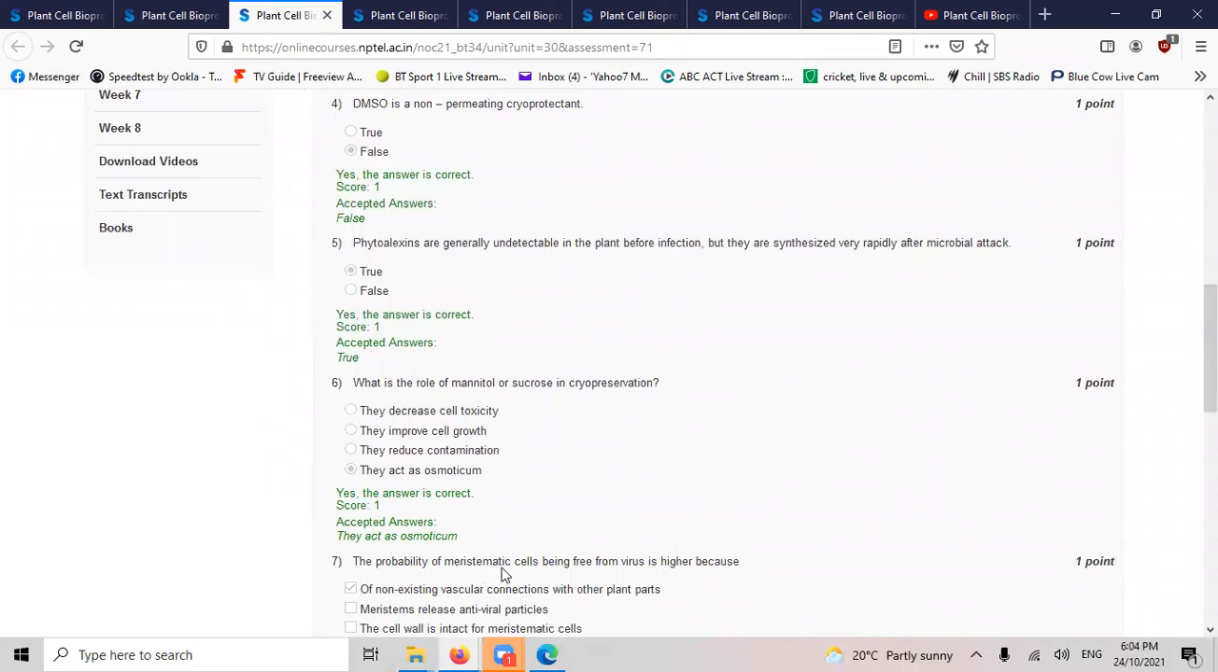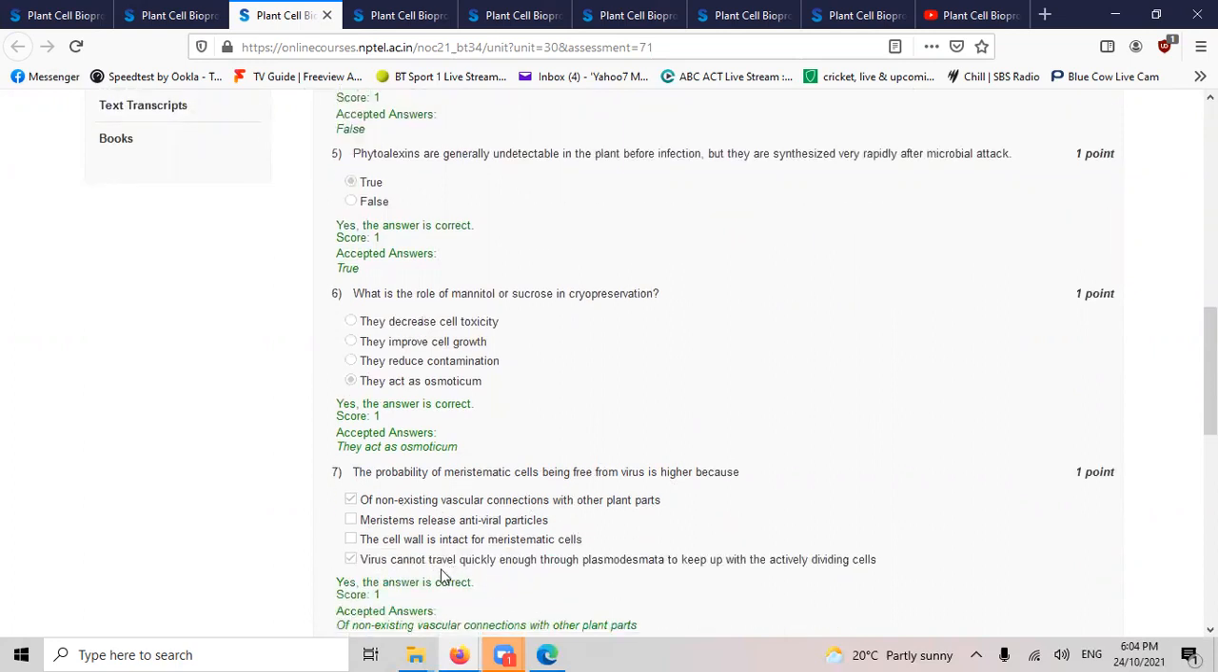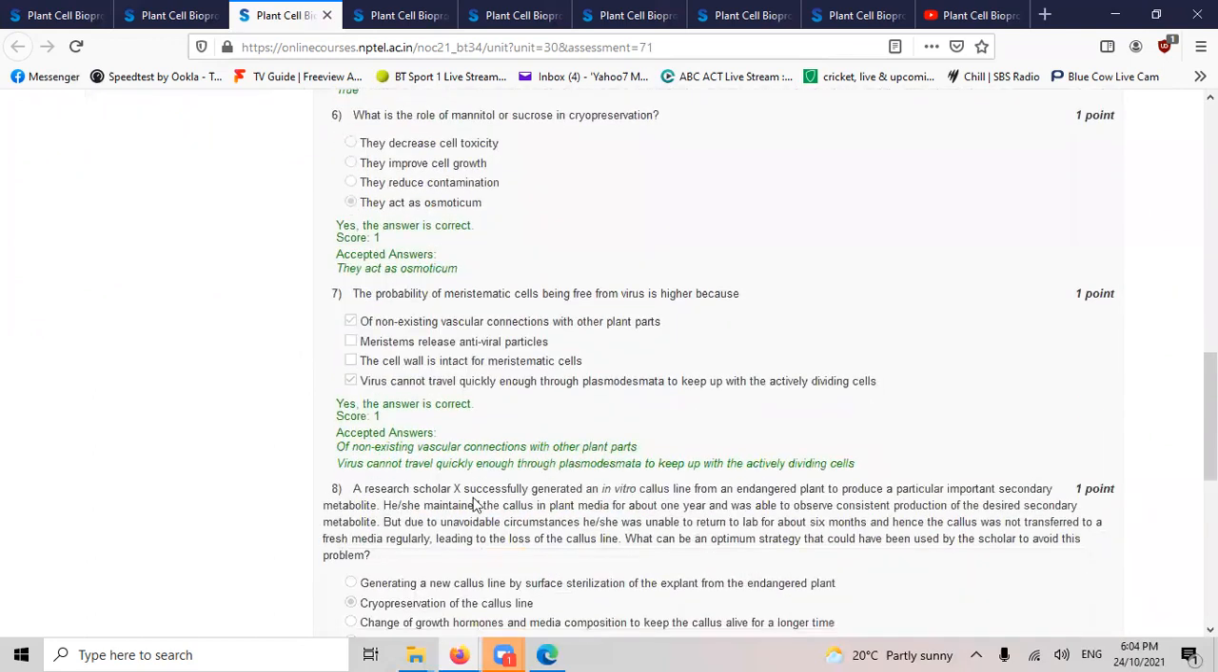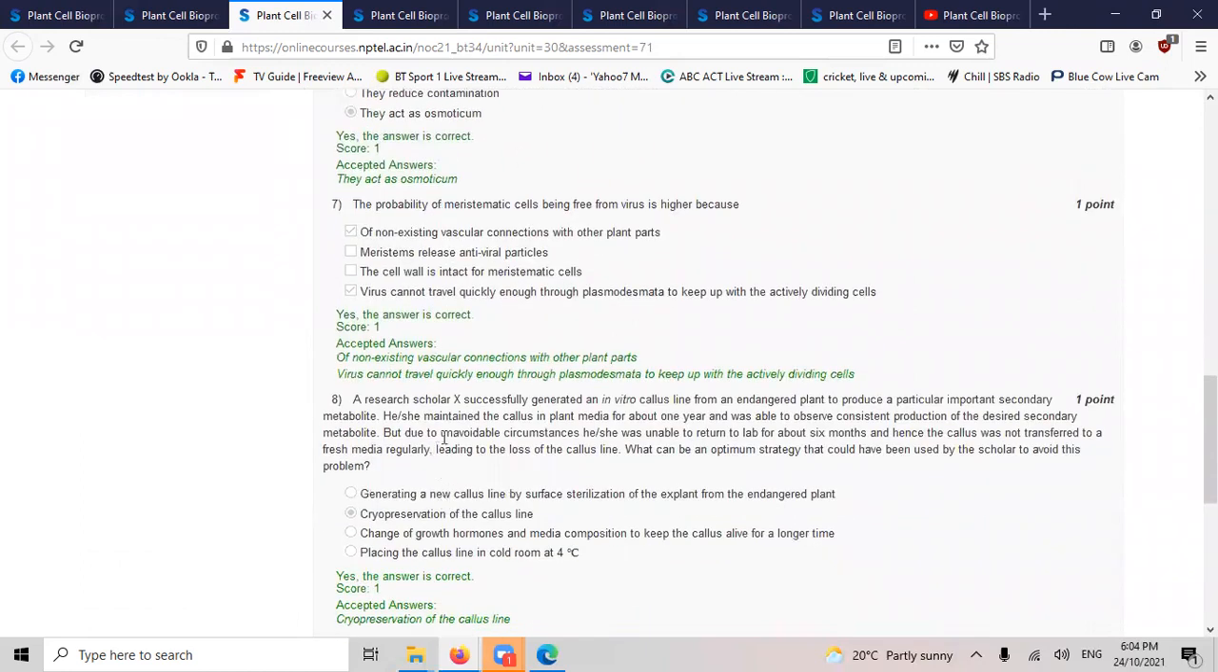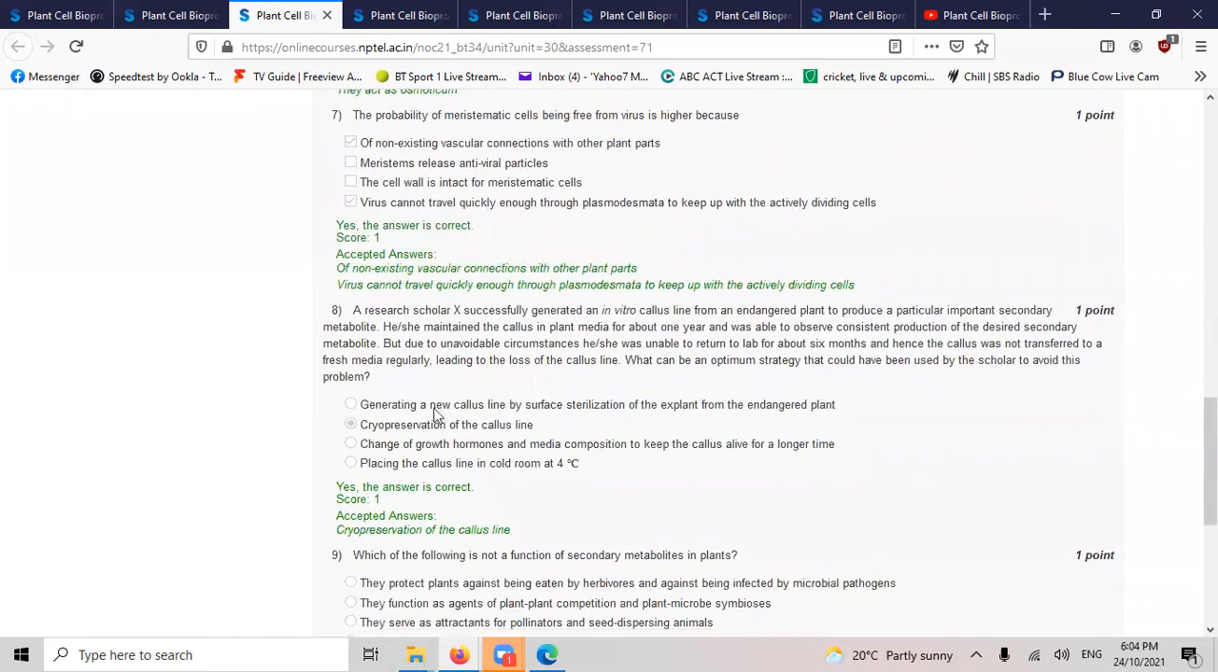The probability of meristematic cells being free from virus is higher because of non-existing vascular connections in the plasmodesmata. Viruses cannot travel quickly enough through the plasmodesmata to keep up with the actively dividing cells. Plasmodesmata, that's the thing that links cells up. So there's a little cell there and cells, little joining, little bridge. That's what it's called. I'm not going to read all that. Oh, you can if you want. Later on, press the pause button.